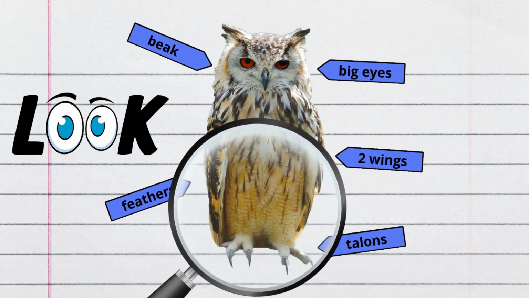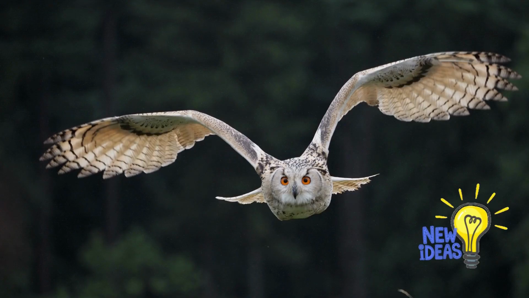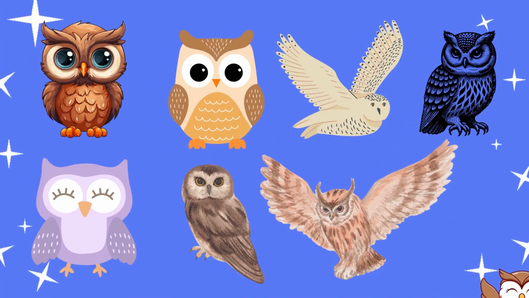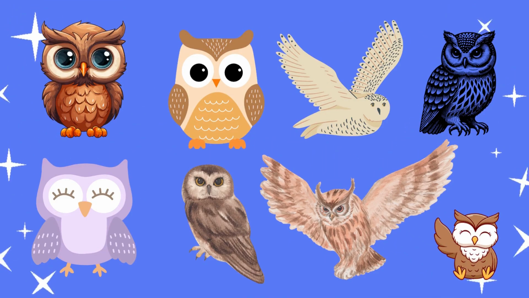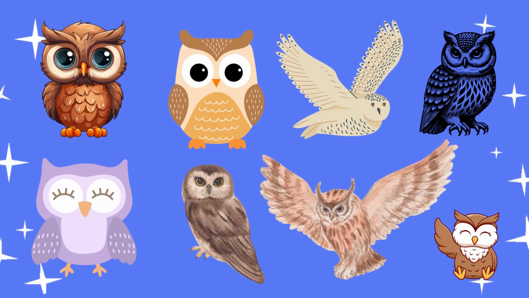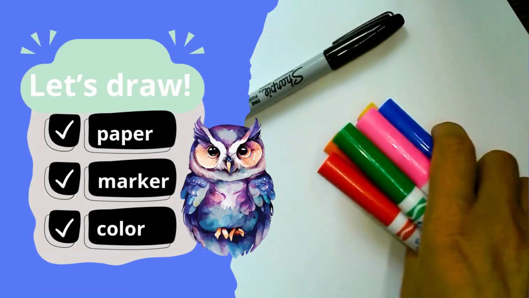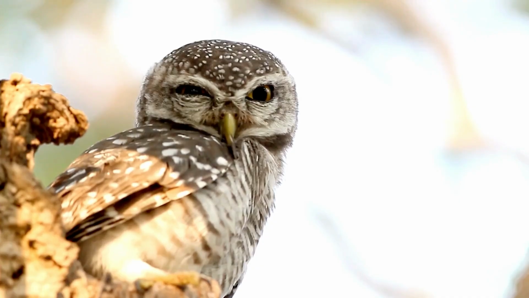Let's look at an owl. I see a beak, big eyes, 2 wings, feathers, and sharp claws or talons on his feet. Let's look at some different owls for ideas. What do you see? I see owls in many different styles. There's no right or wrong way to make an owl. Let's draw an owl. You need paper, marker, and something to make color with.